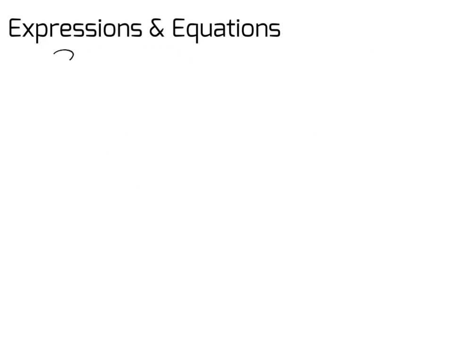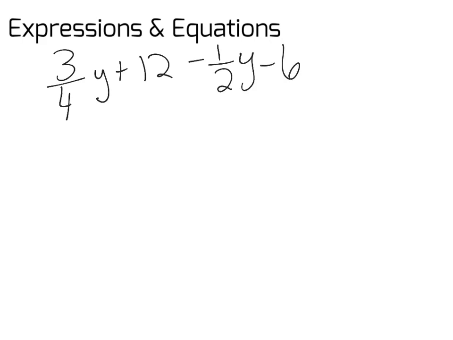Let's do this one more time with another expression. One more expression that we are going to simplify. So I have 3/4 y plus 12 minus 1/2 y minus 6. First thing I need to do is identify my like terms. I have this and this. Those are like terms. And I have a +12 and a -6. Those are like terms.